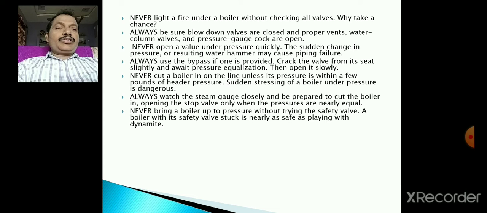Never light a fire under a boiler without checking all valves. Why take a chance? Always be sure blow down valves are closed and proper vents, water column valves, and pressure gauge cocks are open. Never open a valve under pressure quickly. The sudden change in pressure or resulting water hammer may cause piping failure. Always use the bypass if one is provided. Crack the valve from its seat slightly and await pressure equalization, then open it slowly. Never cut a boiler in on the line unless its pressure is within a few pounds of header pressure. Sudden stretching of a boiler under pressure is dangerous.